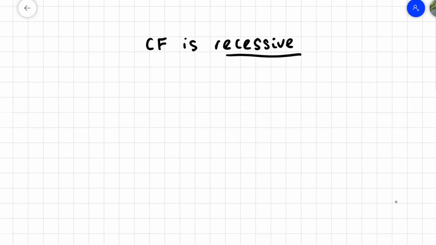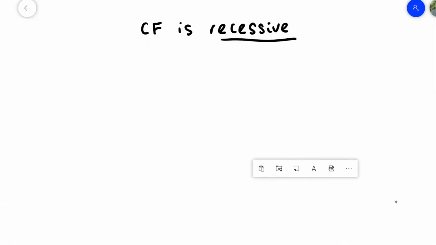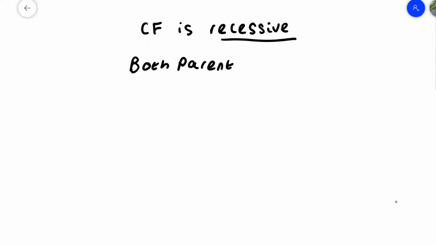So we're going to do an example now where both parents are heterozygous. Excuse my handwriting, please. It's a bit difficult to write on the screen.